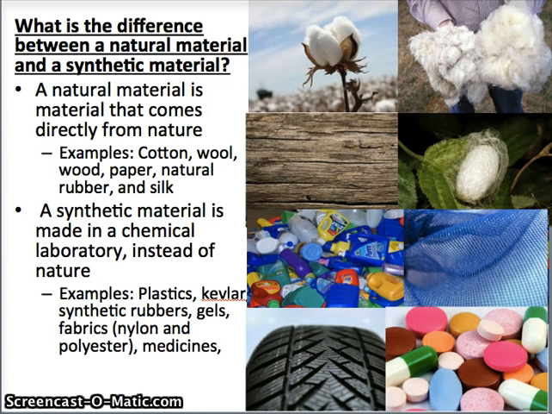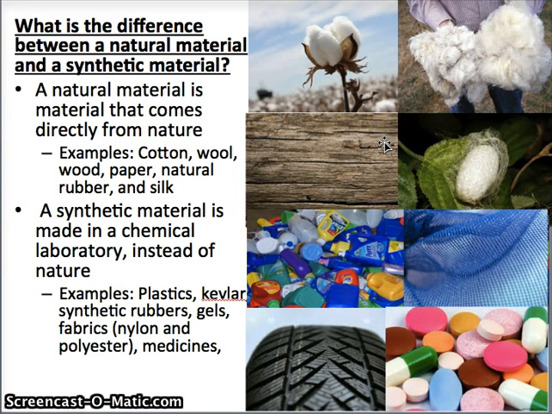So let's first talk about what a synthetic material is. And we'll learn about it by comparing it to natural materials. A natural material is any material that comes directly from nature. These four pictures here represent natural materials. Some exact examples are cotton, wool, wood, and silk. These are things made in nature.